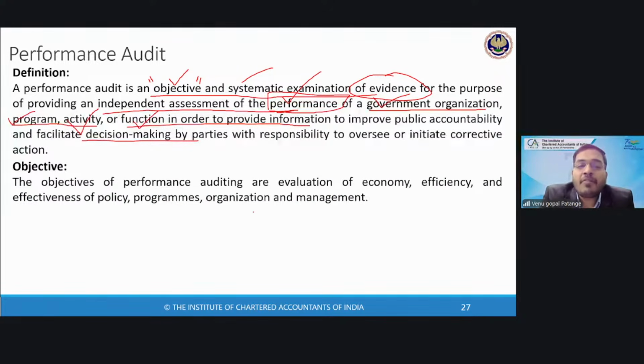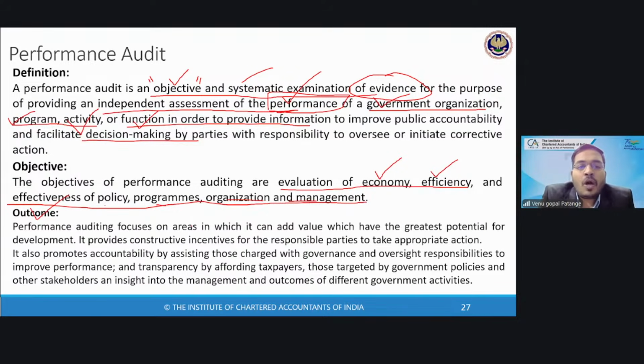So the objective of performance auditing is the evaluation of economy, efficiency, and effectiveness of policy, programs, organization, and management. So what are we evaluating? We are evaluating economy, efficiency, and effectiveness of the organization or management or program or activity or function. Here we need to unlearn what economy, efficiency, and effectiveness are, which you already know. Here we will give you new definitions, based on which you understand this performance audit.